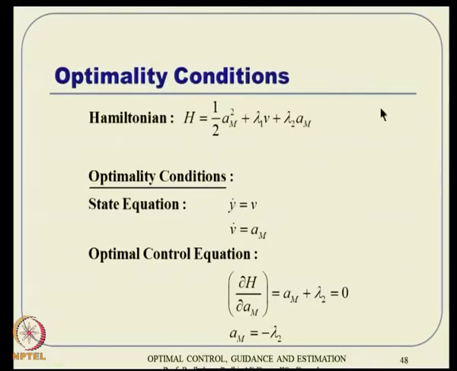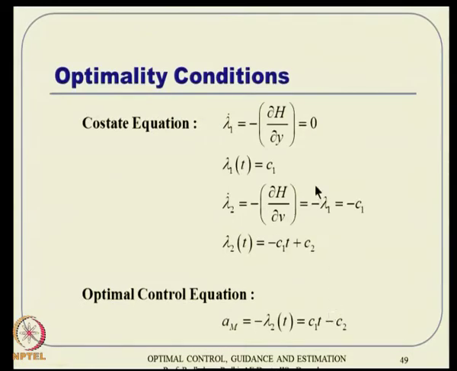Alright, so it starts in a similar way. Again, the Hamiltonian is that, the system state equation is like that, the control equation is like that. So, you have m equal to minus lambda 2. Then the co-state equations: lambda 1 dot is the same, 0. So, lambda 1 is C1, lambda 2 dot is again minus C1. So, you have the same expression for lambda 2 of t also. Now, the optimal control equation is again similar, minus lambda 2 which is C1 t plus C2. The question is how C1 and C2 will be different here.